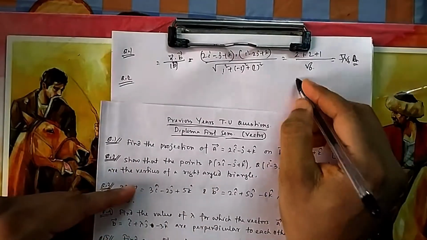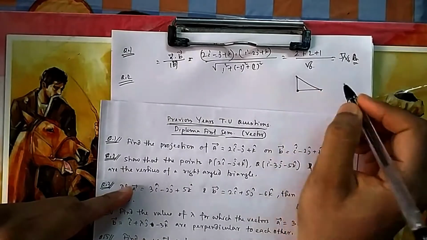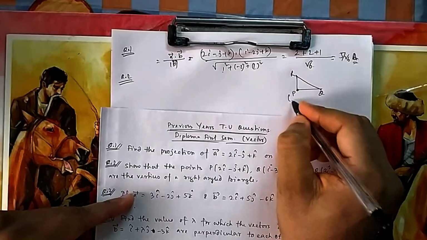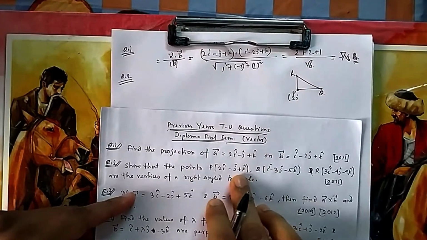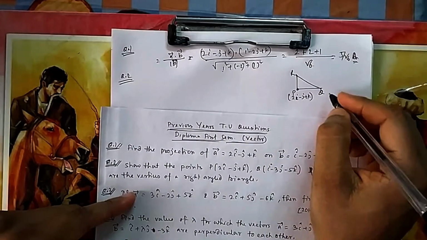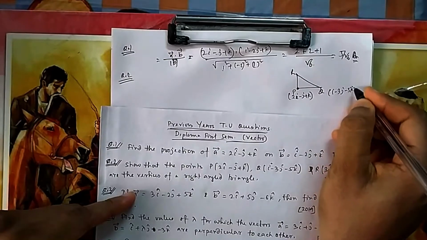Now if you come to question number 2: show that these points are the vertices of a right angle triangle. If we have a right angle triangle, you don't know which point is which one, so let me write arbitrarily P, Q, R, and the points are here. These are actually position vectors. It is given in terms of this. They can say point also, or they can also say position vector. I told you a position vector is nothing but you think of it as a point.